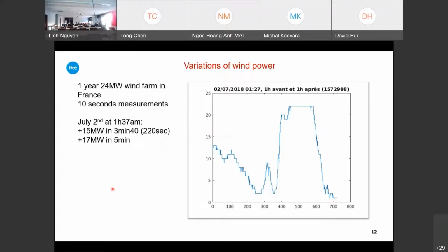Can you say which variables are discrete and which are continuous? Discrete, that's the wind farms and the solar. So discrete is if you switch off totally a wind farm or a solar farm. If you have a limitation, it's continuous.